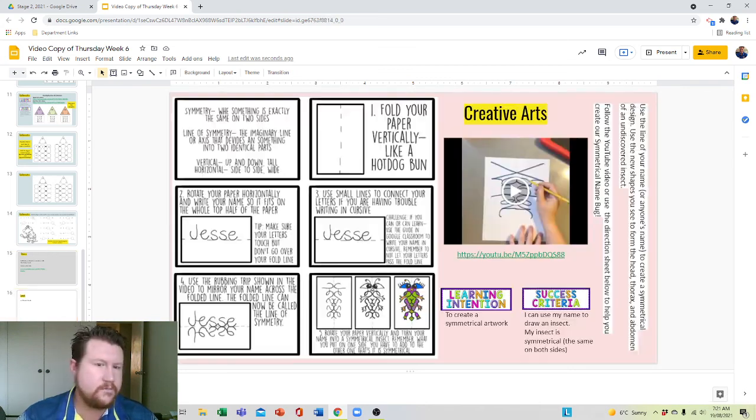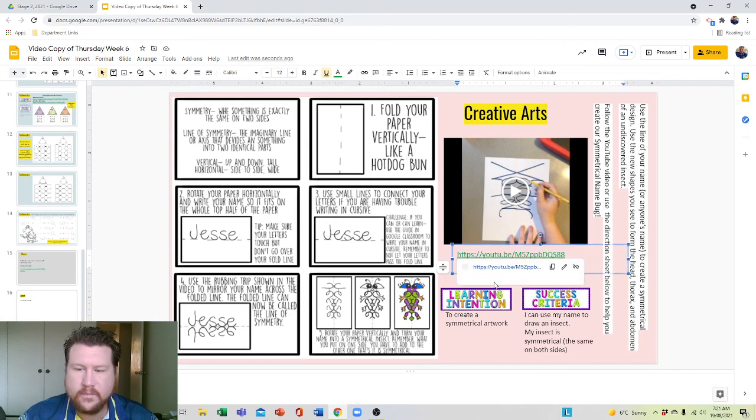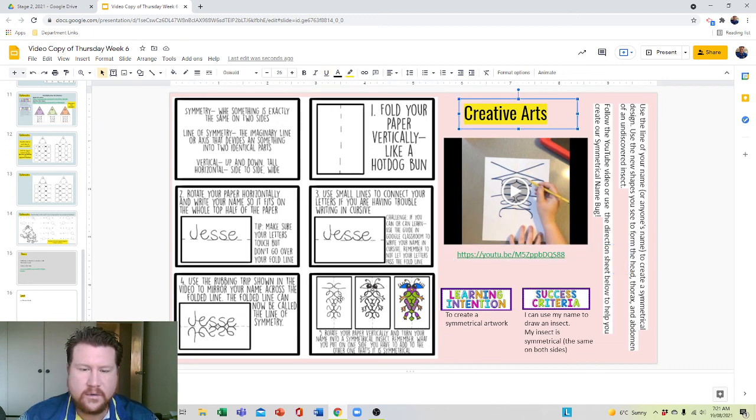Have some lunch. The creative arts. What are we doing? Use the letters of your name or anyone's name to create a symmetrical design. Cool. Watch the YouTube clip. Symmetrical insects. So cool. So you write someone's name, then you double the name up, and then you draw images based on the name, and then do this.